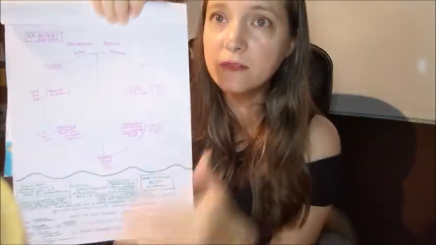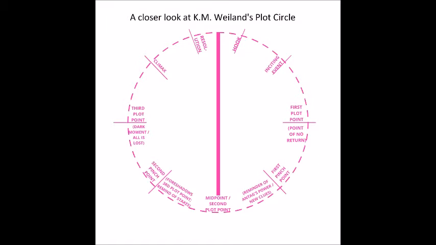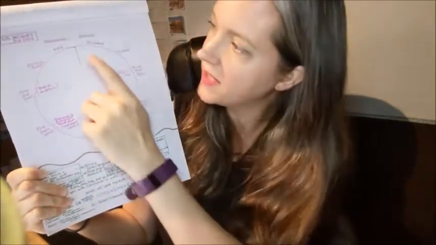So this is just my hand-drawn version of what she puts on her site. So this is her plot circle. And again, she goes counterclockwise on hers. When I layer these, I'm going to make sure they all go the same direction. So, don't worry about that.